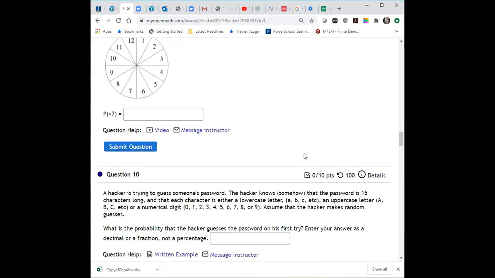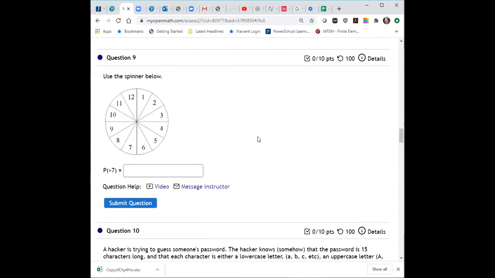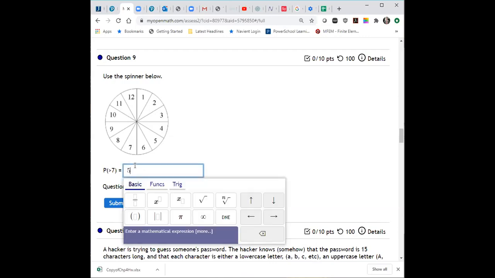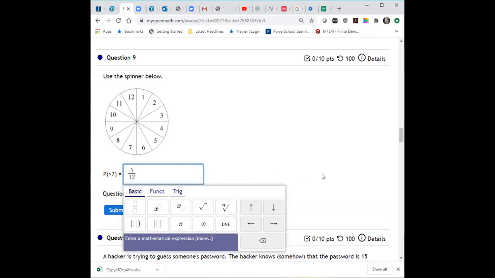And for number 9, what is the probability of a number that is greater than 7? So how many numbers are greater than 7? 1, 2, 3, 4, 5. Right? So 5. So the probability will be 5 over 12.